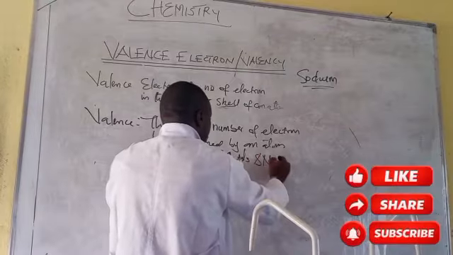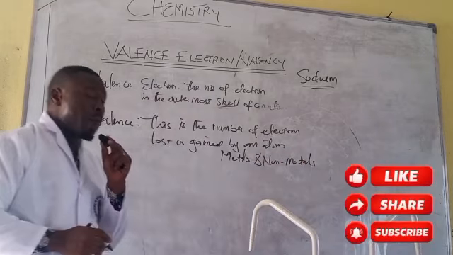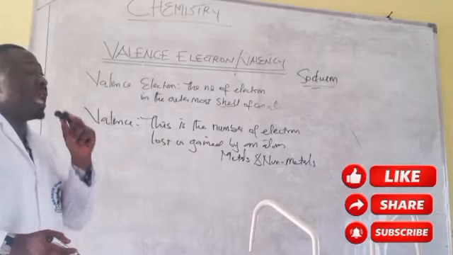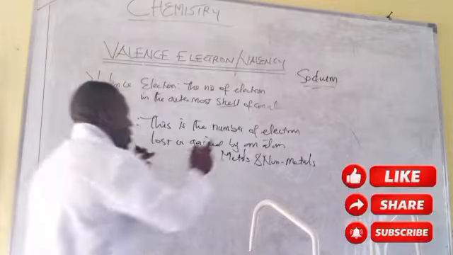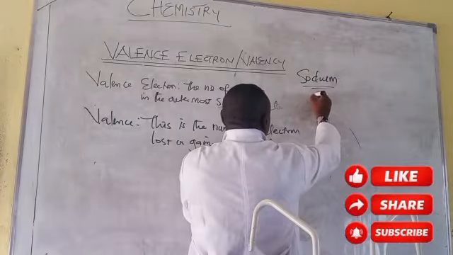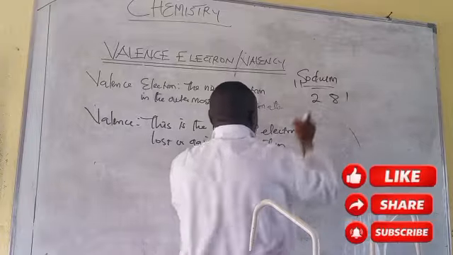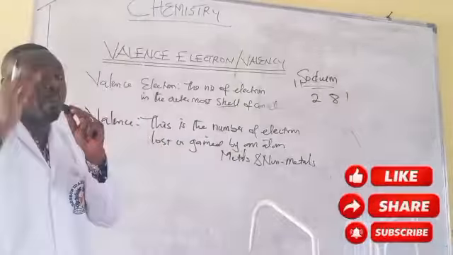Metals and non-metals. Please take note. Let me give you an example. Let me take an example of sodium. Sodium is 2, 8, 1, which is 11, because it's in the periodic table, and sodium is a metal.